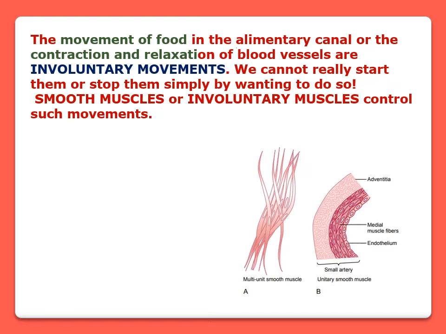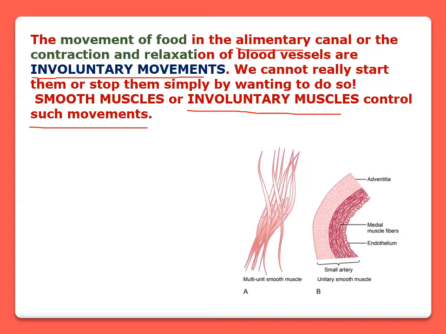The movement of food in the alimentary canal or the contraction and relaxation of blood vessels are involuntary movements. We cannot control them, we cannot start them, we cannot stop them. If I am eating, the food is supposed to go to my stomach via the alimentary canal. So these types of activities are involuntary, and these muscles are found in the alimentary canal. They are involuntary muscles because they control all involuntary activities over here.